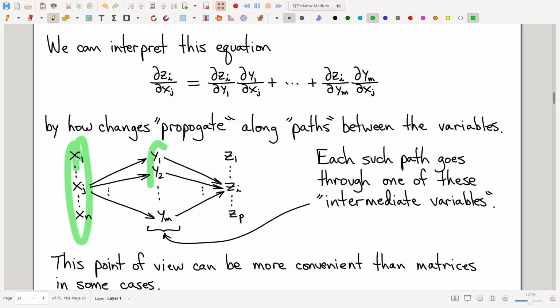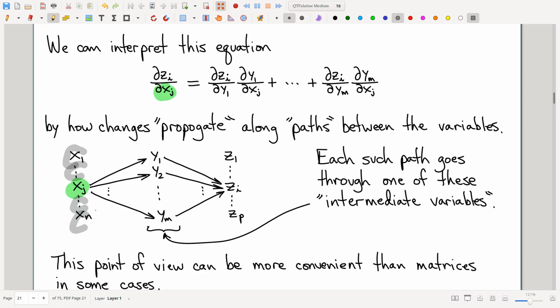We have these sort of three separate worlds. I'm listing here only the variables because it's the variables that I want to make an argument about. Let's imagine that we're taking a partial with respect to xj. Here's xj. That means that all the rest of these are constants. Well, what happens when you start fiddling with xj? Xj starts to change a little bit, and that means all of these y variables are going to be changing.